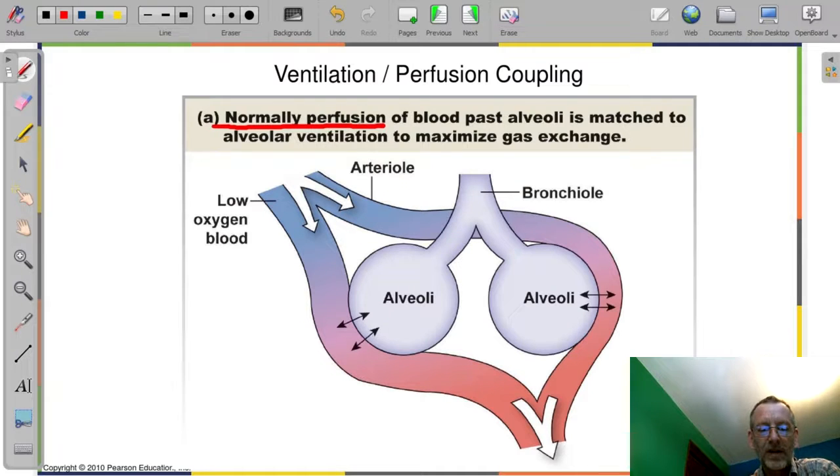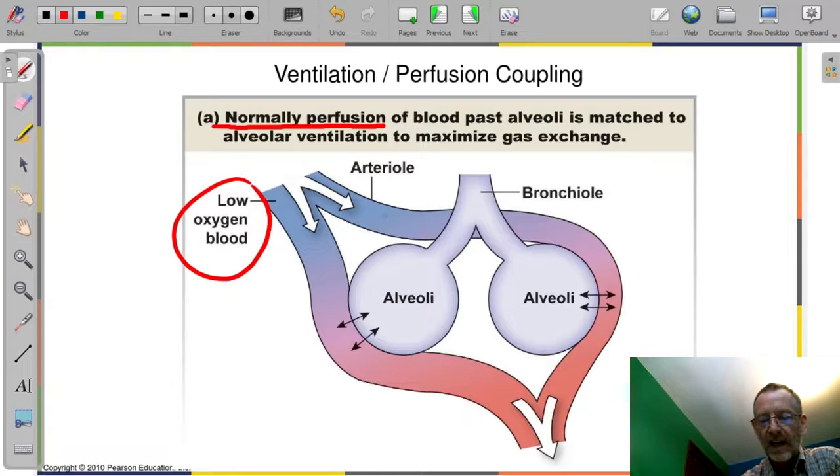So normal perfusion of blood past the alveoli. Here is our low oxygen blood coming into the pulmonary arteries, going to the lungs, and here are the alveoli, and we're doing the gas exchange. Carbon dioxide and oxygen back and forth. The bronchioles are open, and the ventilation is good, and the perfusion is good to maximize gas exchange.